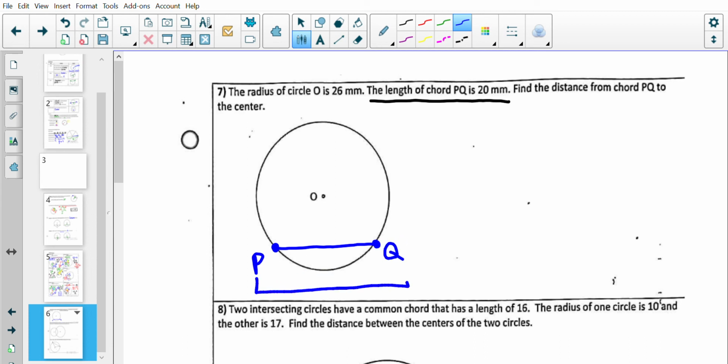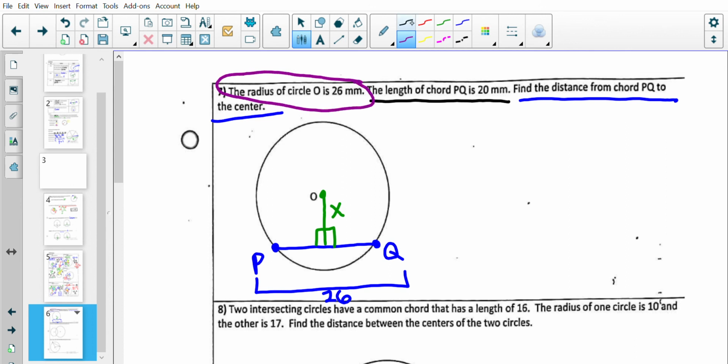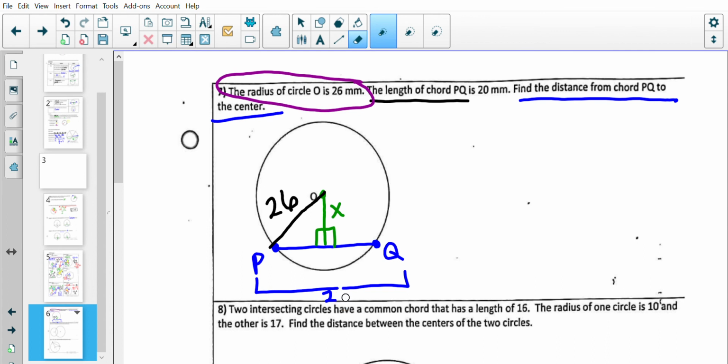Now I know P to Q is 26 millimeters. They want us to find the distance from chord PQ to the center. Well, remember the distance from the center to a chord is the length of its perpendicular. So this is what we're trying to find. Call it X. Now, the one thing we didn't fill in is saying that the radius is 26. So I'm going to go ahead and draw in the radius. I'm going to draw an O to P, and that's 26. Oh, guys, I labeled this wrong. I'm so sorry. Backtrack. PQ is 20. I labeled it as 26. P to Q is 20. Let's fix that.